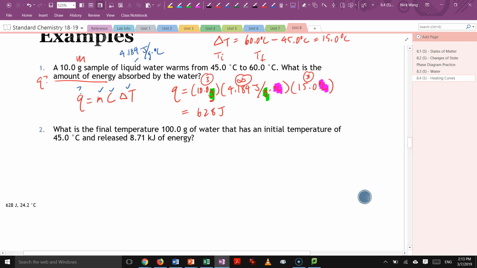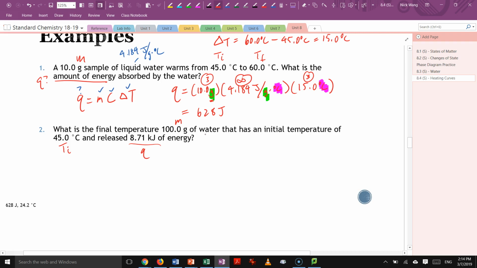The second problem is a similar setup, but it's got a little bit more work to do. Let's find out what we have to do. What is the final temperature of 100.0 grams of water that has an initial temperature of 45 degrees Celsius and released 8.71 kilojoules of energy? Okay, let's try to break this one up. What are we given? All right, we're given a mass, right? We have an initial temperature, and it releases this amount of energy. So we basically have some amount of Q, some amount of energy that was transferred.